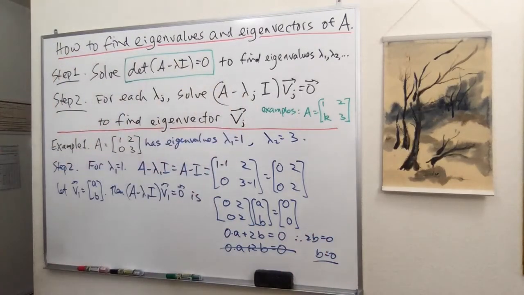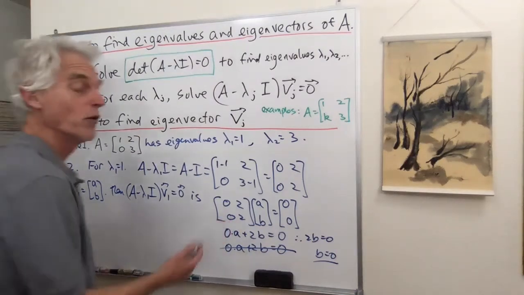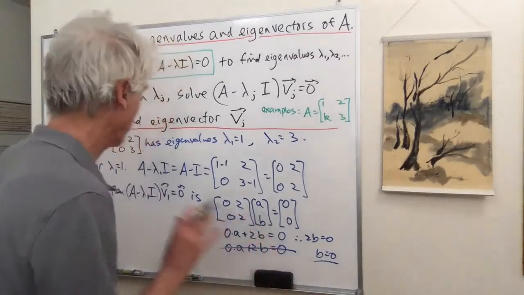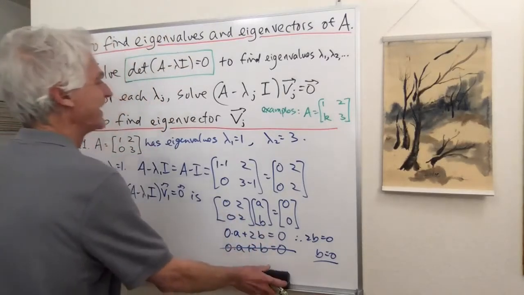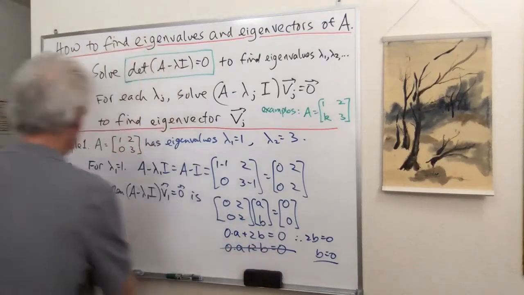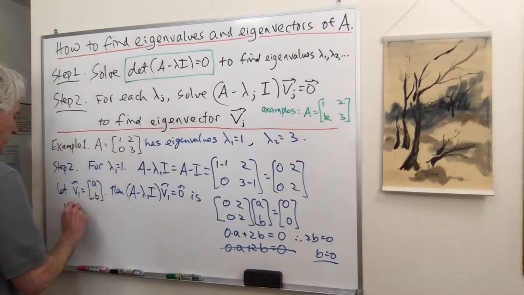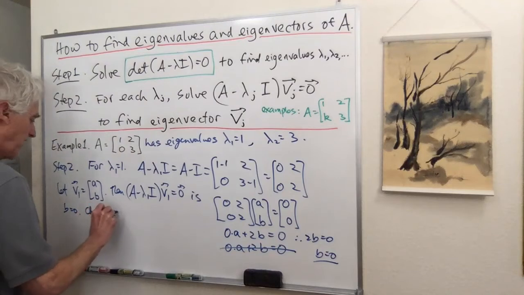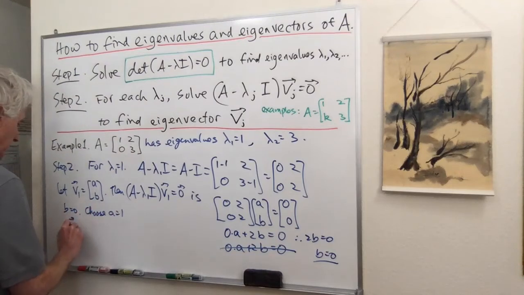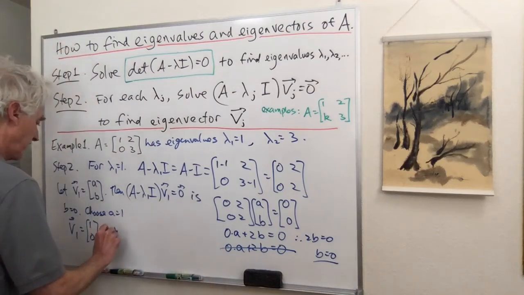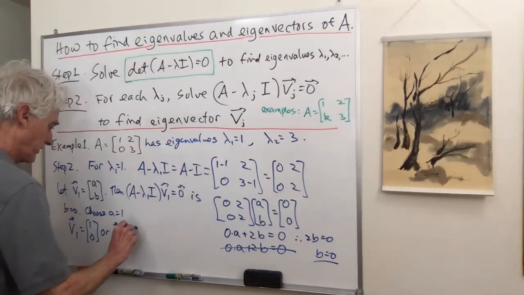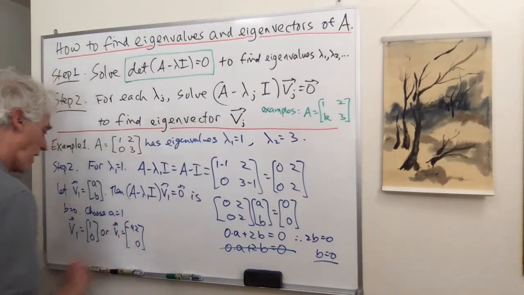So b is 0, but wait a minute, what's a? Well, a could be anything. There's no equation for a. So a could be anything except for 0. So b equals 0, and we'll choose a equals 1 and get V1 to be 1, 0. Or you can say V1 is negative 42, 0, if you want to be a wise guy.